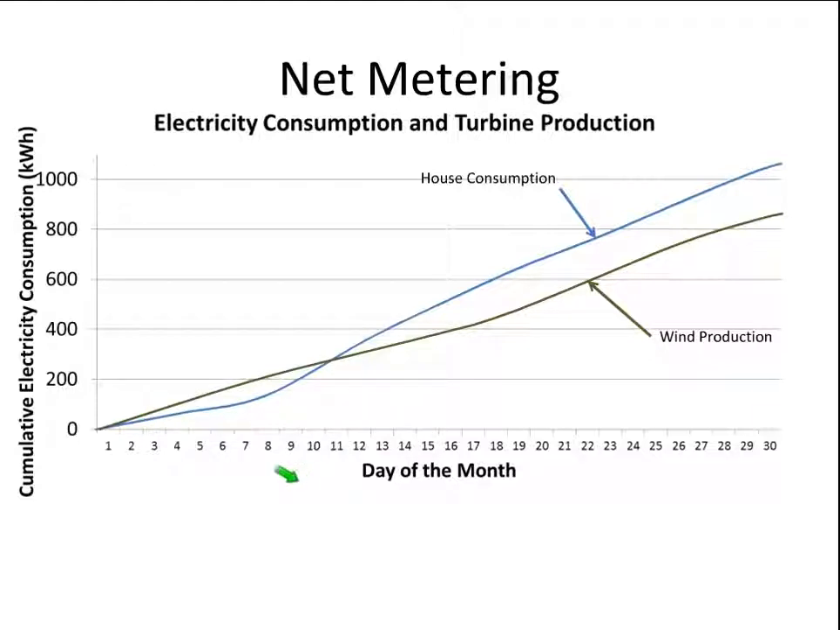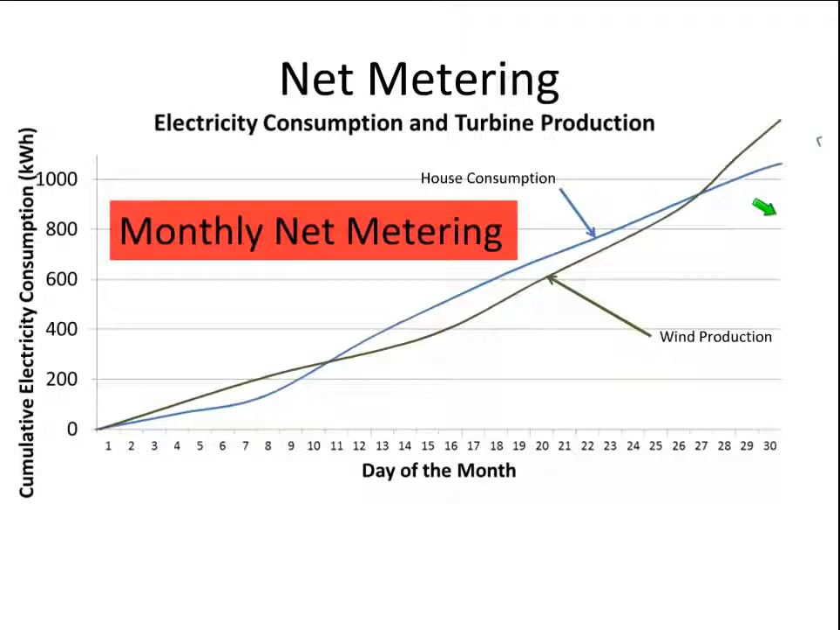Okay? Another way to look at that is on a cumulative basis. This would be cumulative consumption over a month. I am using electricity more and more, and I'm producing it, but I really only care about what happens to this number here at the end of the month. In this case, I use more than I produced, but my bill is actually only this much.